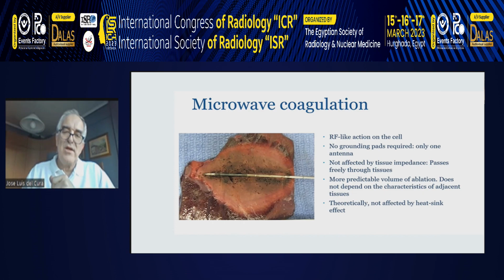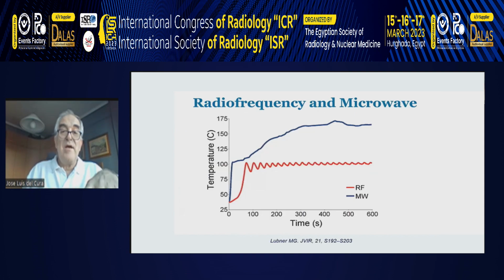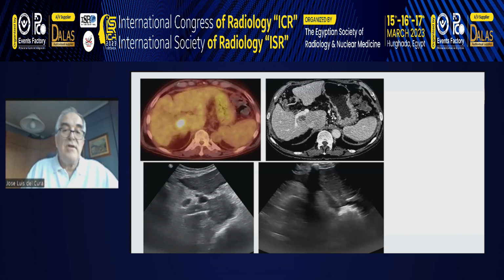and the most important thing is that it's not affected by tissue impedance, because microwaves, as they are electromagnetic waves, cross freely through tissue and are not affected by it. So the volume of ablation is more predictable because it doesn't depend on the impedance characteristics of the tissue. And theoretically, it is not affected by the heat sink effect. Microwave allows reaching higher temperatures.